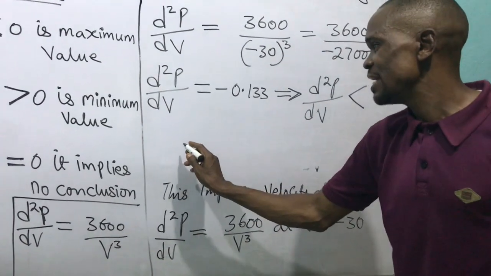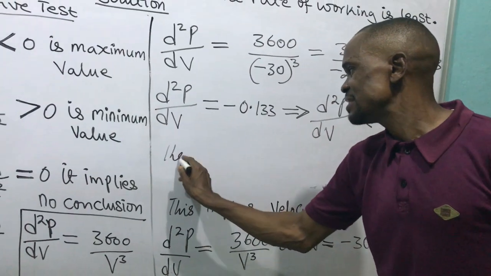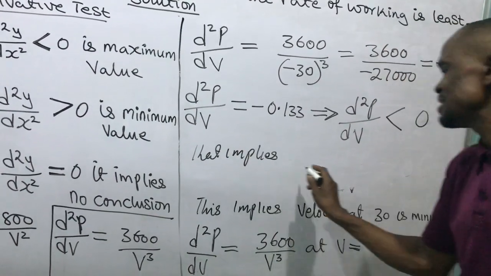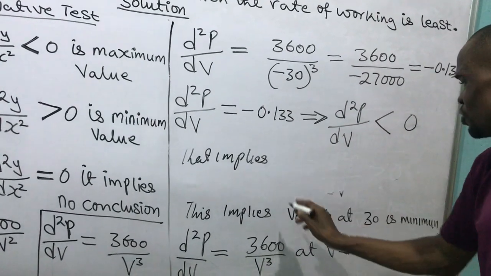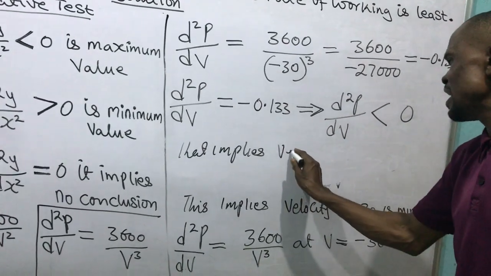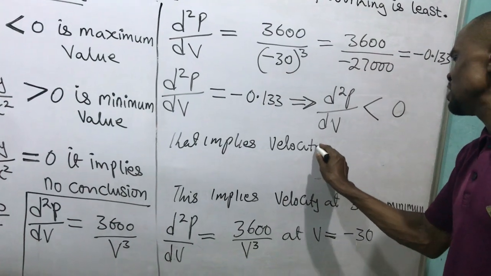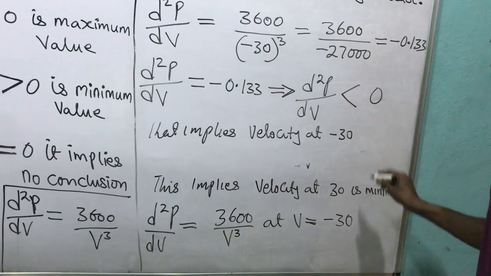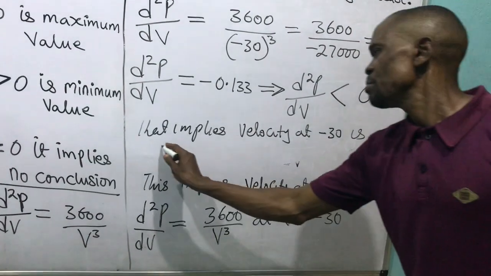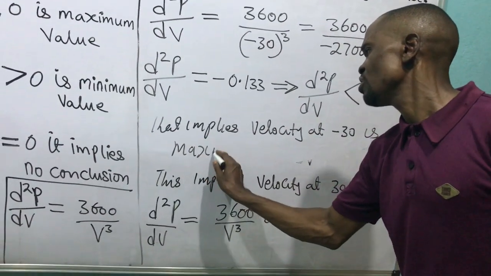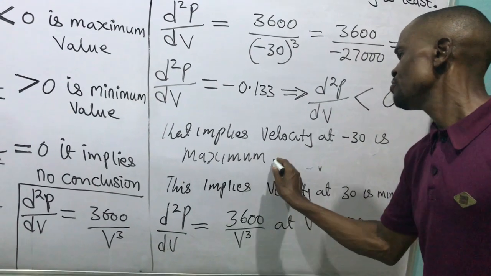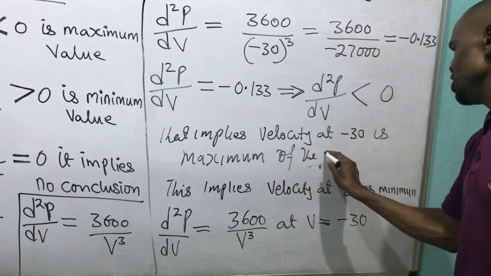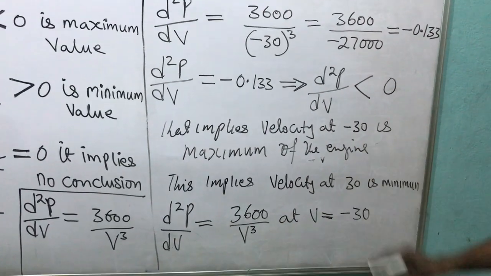So what does it mean? That implies that at this velocity, the velocity at minus 30, is the maximum velocity of the engine. That's the maximum velocity of the engine.